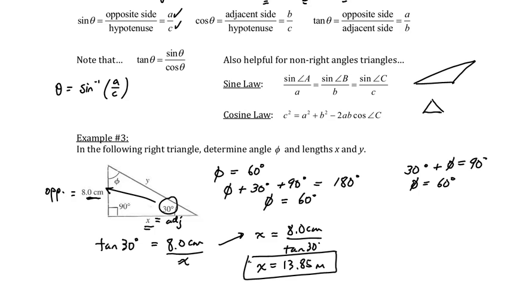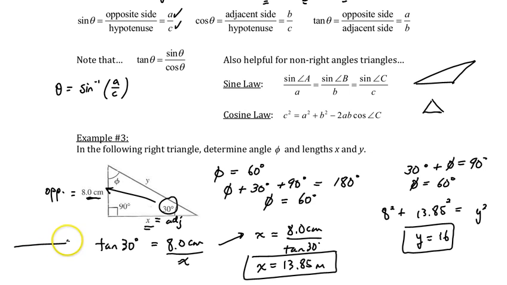The next thing is to find y, and there's a lot of different ways you can do it. Now that you know both of these sides, you could use, say, Pythagorean Theorem. 8 squared plus 13.85 squared is equal to y squared. And this will give you y equals 16. Now this, by the way, is probably not the fastest way of doing this.